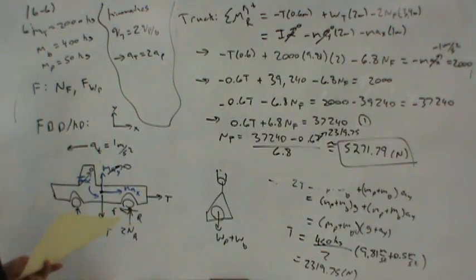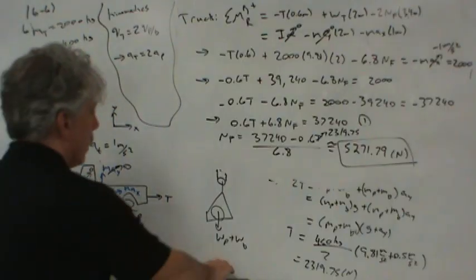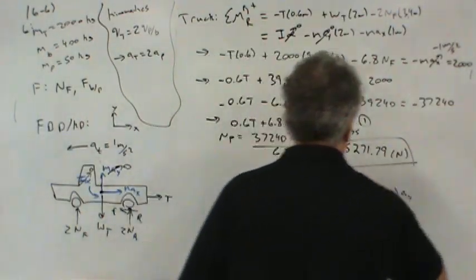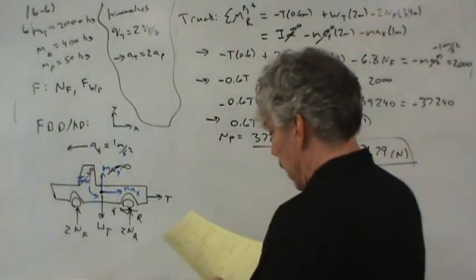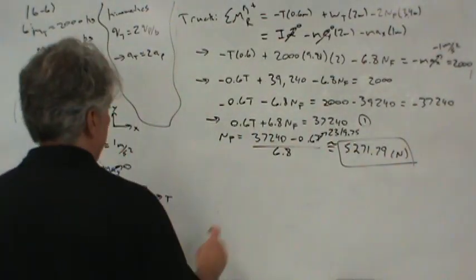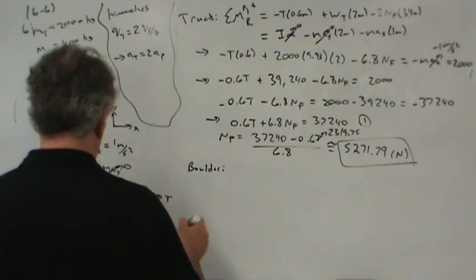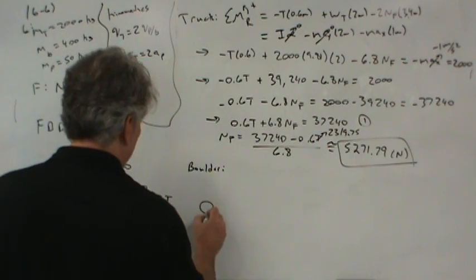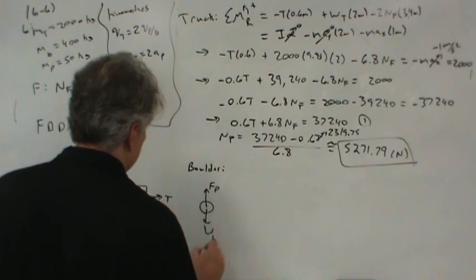But that's not all we were asked to find. We were asked to find the force between the boulder and pallet. Okay, so we'll take care of that next. Let's take another free body diagram. How about a free body diagram of just the boulder? Well, with just the boulder, we'd have what? Force from the pallet acting up and weight of the boulder acting downward.